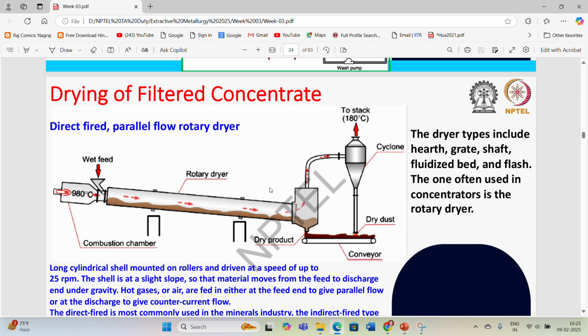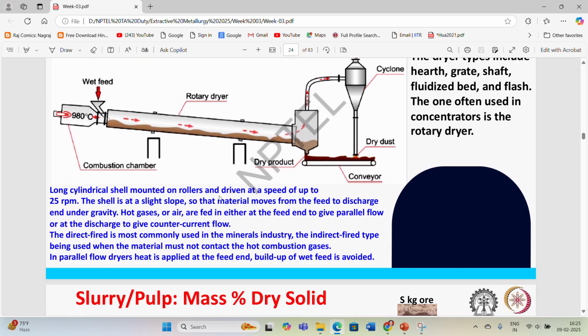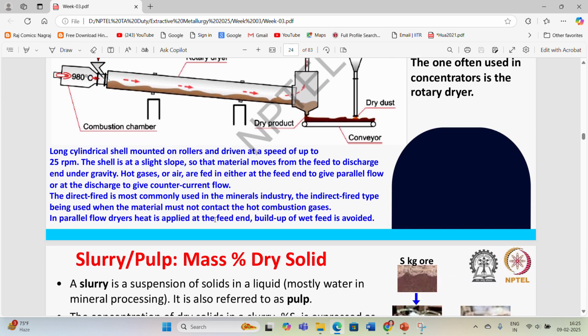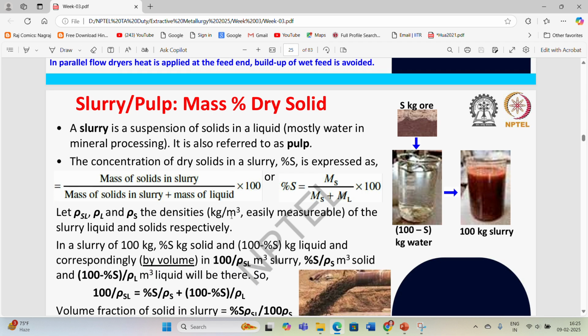Then drying of filtered concentrate. Generally, these filtered concentrates are dried in a rotary dryer, at a temperature of around 180 or 200 degrees Celsius. So that can remove the water level up to 5%. That material, having 95% material plus 5% moisture content only, can be processed further, or we can just transport it to some other industry for further processing.